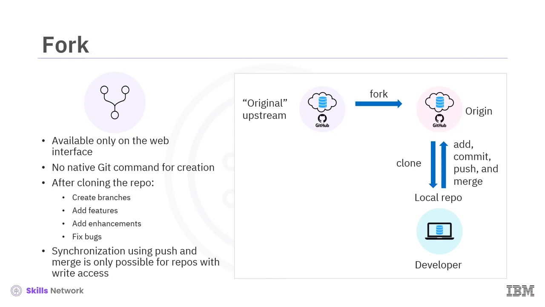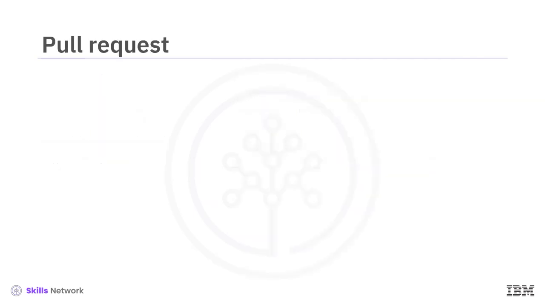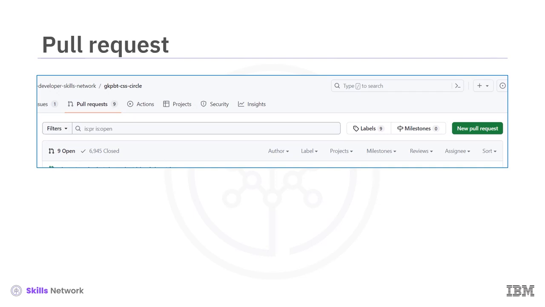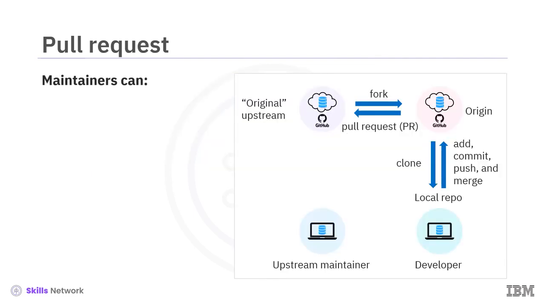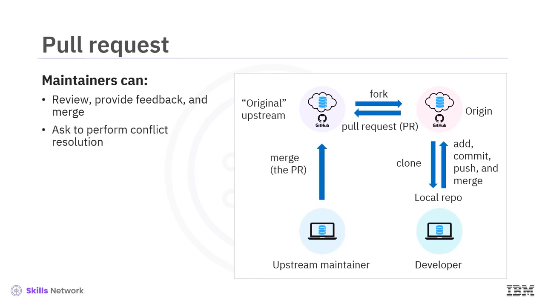But what if you want to contribute your changes back to the original upstream that you do not have write access to from where it was forked? In that case, you can submit a pull request for your proposed changes by selecting New Pull Request from the Pull Requests tab. The maintainers of the upstream project can review the changes in the pull request, provide feedback, and merge accordingly unless there are any conflicts to be resolved.